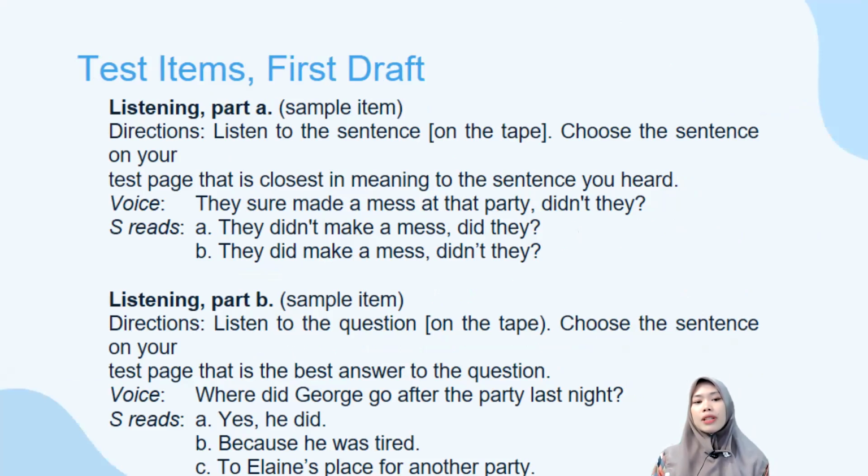Listening part A, sample item, direction. We often hear this direction in the listening test, maybe if you have taken the TOEFL test. Have you ever heard this? Direction: listen to the sentence, choose the sentence on your test page that is closest in meaning to the sentence you heard. Listening part B, direction: listen to the question, choose the sentence on your test page that is the best answer to the question. All right. This is an example for listening, in part A and part B.